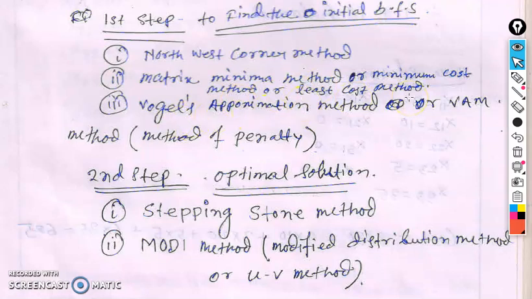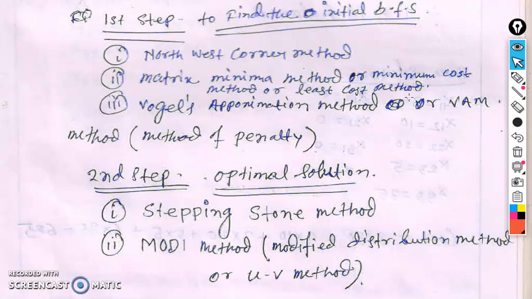After comparing all three methods, we can recognize that Vogel is the best method. That doesn't mean that Vogel's approximation method always gets a better solution than the matrix minima method or others. But when we find the initial basic feasible solution, you have to identify whether this solution is optimal, that means the best solution, or not. That's why we need to test whether the solution is optimal or not.